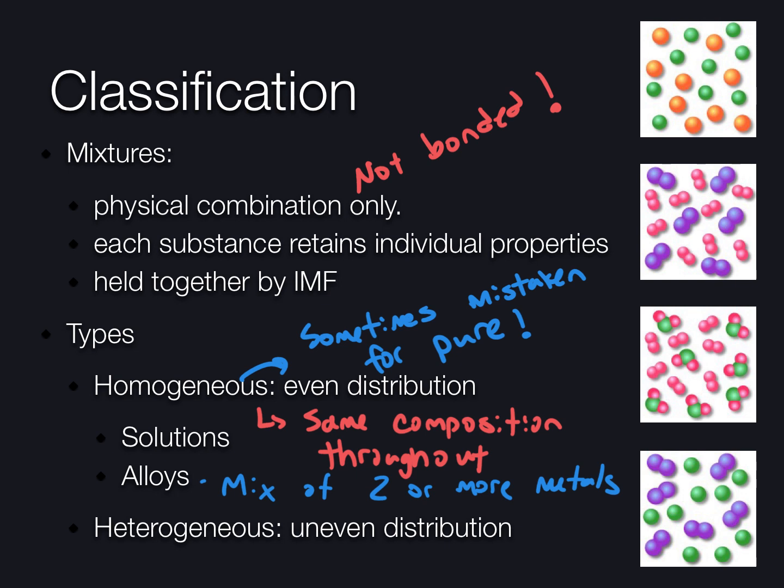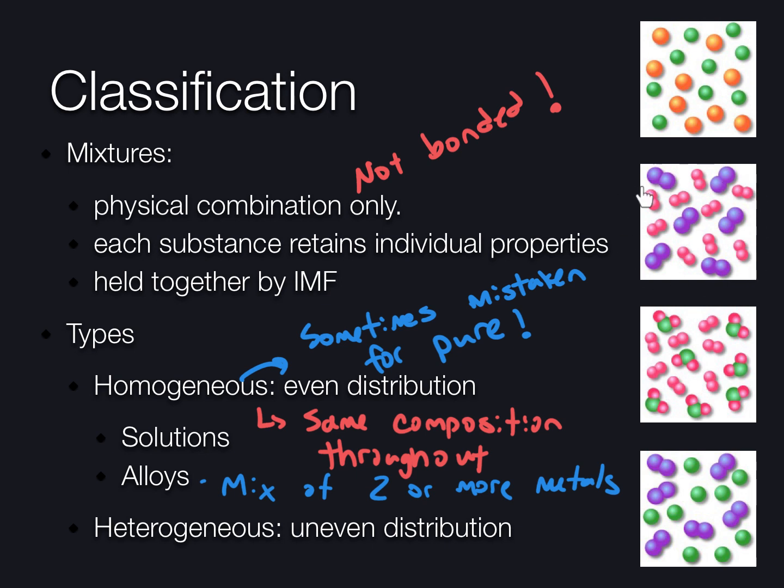Taking a look at the pictures here on the right-hand side of the screen, starting at the top, you can see that this is a mixture of green dots and orange dots. And because we can see the dots, we can't use the old visual test. We don't know if it's homogeneous or heterogeneous necessarily, unless it's very obvious that the particles are evenly spread out. So looking at these models, really the best way to describe these is that I know this is a mixture, and because these are individual atoms, I just know that this is a mixture of pure elements.